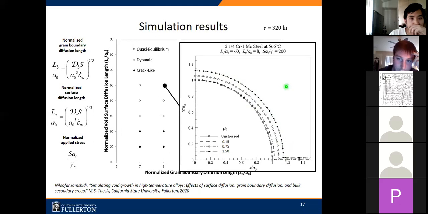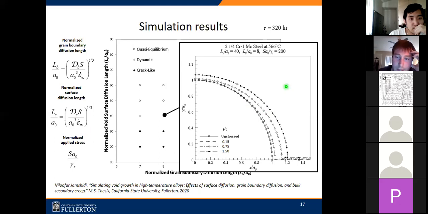In between, you see something that is kind of neither, right? It's not quite quasi-equilibrium void growth because you get more growth along the x direction than in the y direction. It's not quite crack-like void growth because you do see some growth in the y direction. So for these cases, whenever it was ambiguous, we just decided to call it in between and not try to categorize it as one or the other.